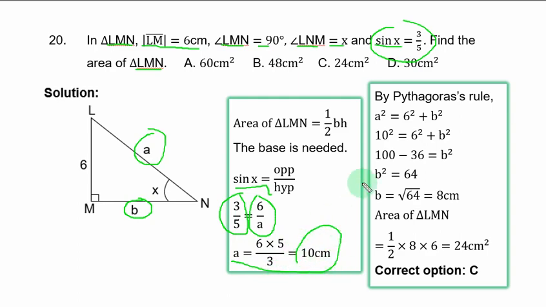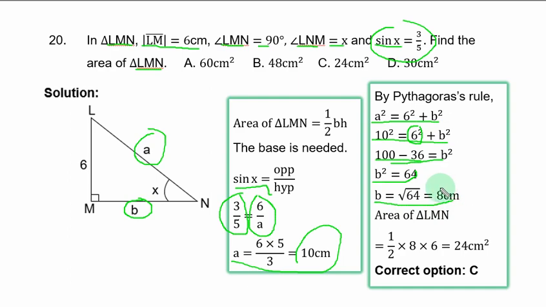To get B, you have to use Pythagoras rule, where you have A squared is equal to 6 squared plus B squared. Now A is 10, so you square 10 in this form. If you simplify further, you have 100 minus 36. 6 squared is 36. You collect like terms, you have it in this form, equal to B squared. So you have B squared equal to 64, and B is the root of 64, and that is 8 centimeters.